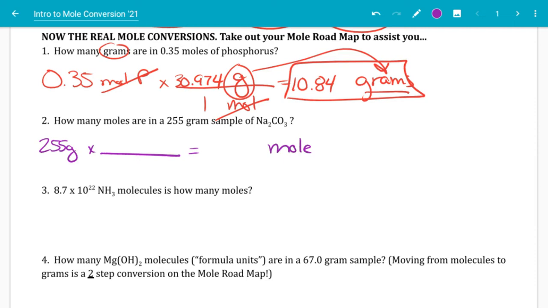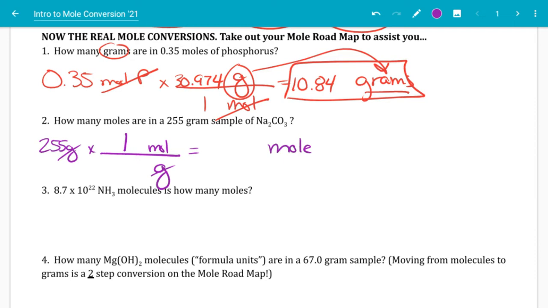Why did I write mole with an E? I don't have any idea. But what unit needs to go on the bottom? Well, grams needs to go on the bottom so that I can get rid of it, and mole needs to be on the top. Whenever you're using a conversion factor, it's always 1 mole. It's never a different number. This is the conversion factor. It's always 1 mole. The grams is always the grams that's found on the periodic table.